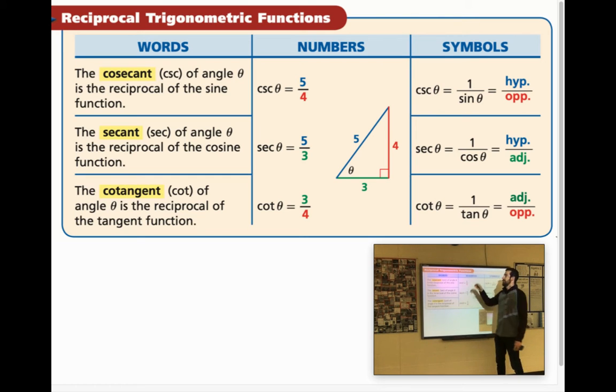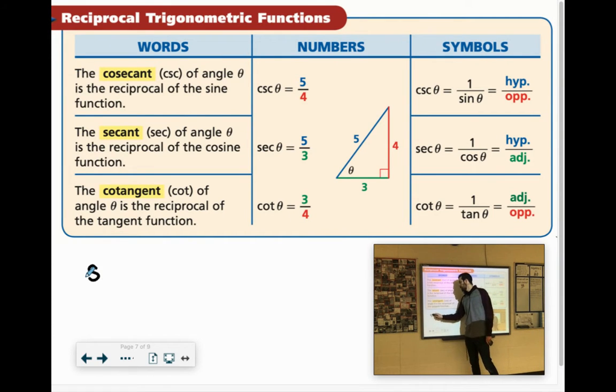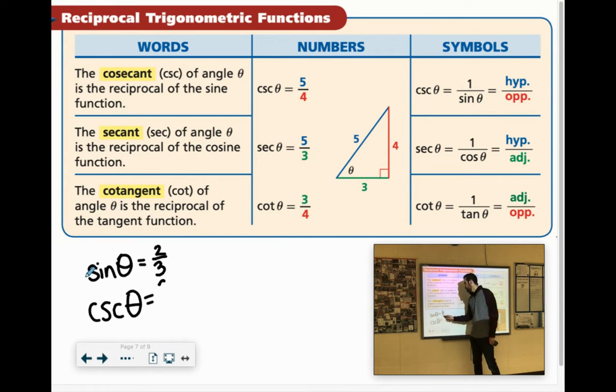Here's the last stuff. So we have cosecant, secant, and cotangent. Now here's where they pair up. It's weird because cosecant starts with a C, just like cosine, but it matches up with sine. So cosecant is the reciprocal of the sine. So if you find the sine of theta and it is 2/3, then the cosecant, CSC, you just use the reciprocal, 3/2.